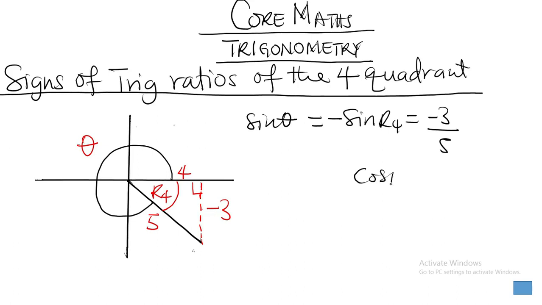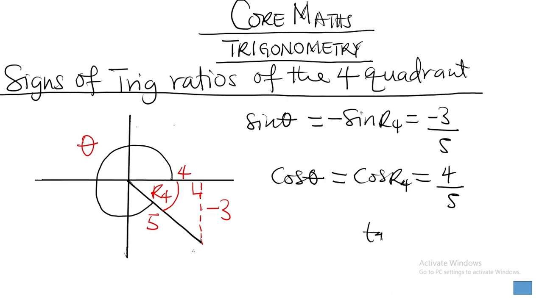Move on to cos R4. We know that cos is what? Adjacent over hypotenuse. The adjacent is 4. The hypotenuse is what? Is 5. So here cos R4 is positive. Okay, so we don't need any negative. So what it means is that in the fourth quadrant, cos theta is the same as cos of its reference angle, and it's positive.